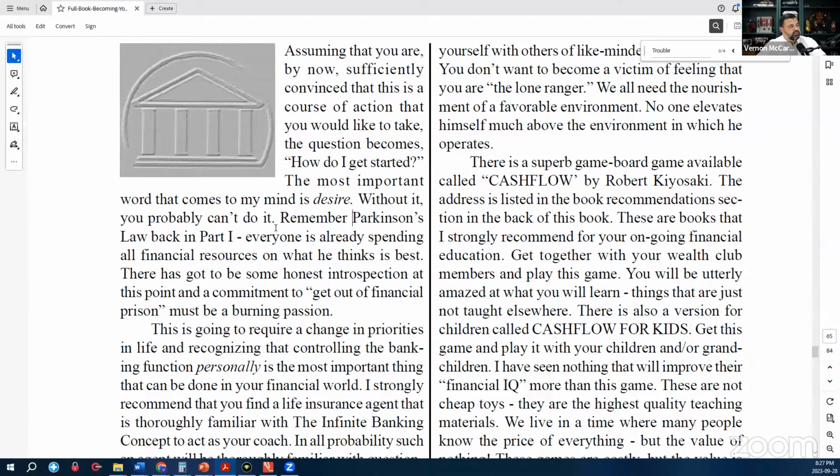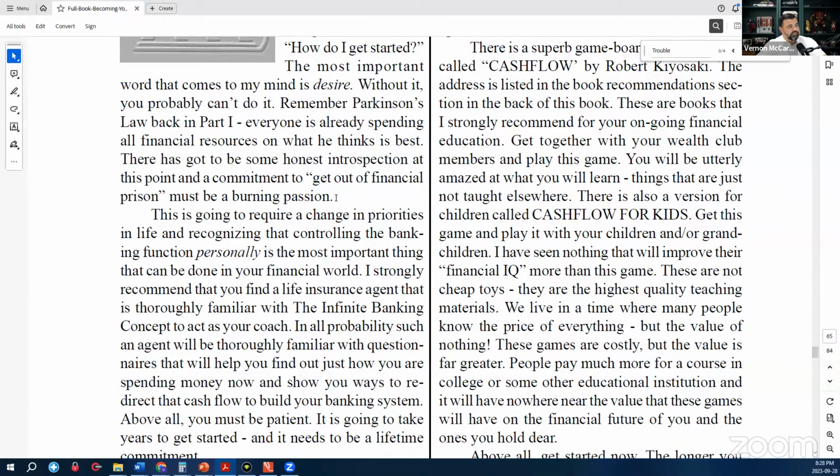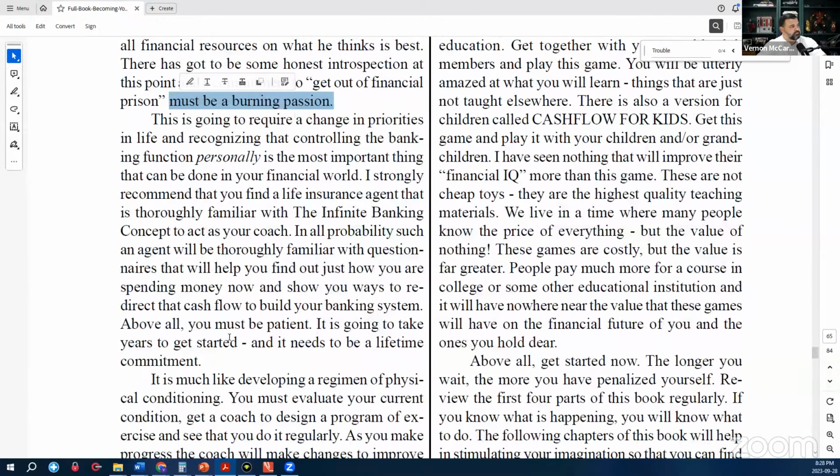So the Parkinson's law, back in part 1, he says everyone is already spending all financial resources on what he thinks is best, right? We're spending all financial resources on what we think is best. There has got to be some honest introspection at this point, and a commitment to get out of financial prison must be a burning passion, right? This paragraph as well, Sarblo?